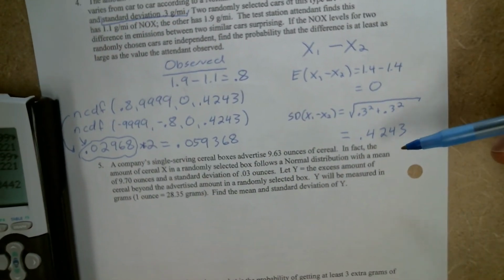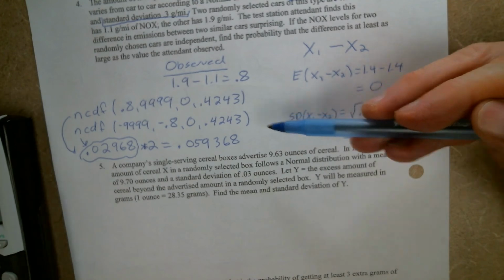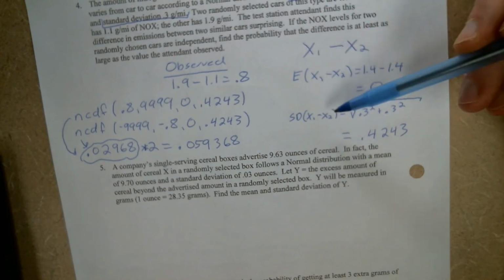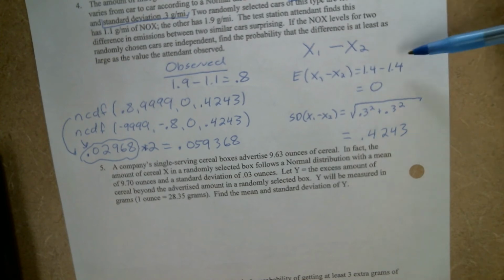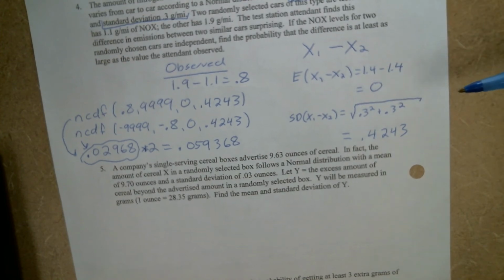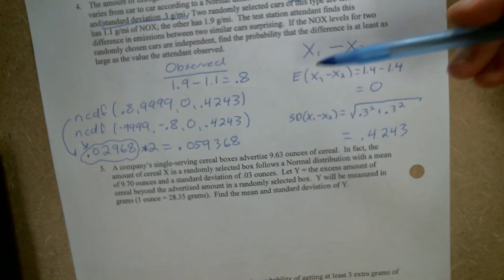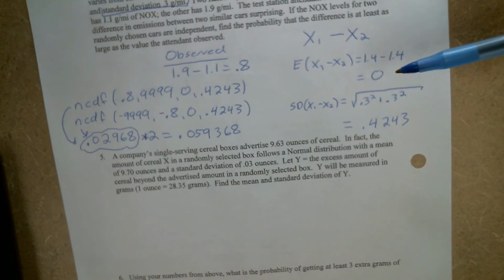Find the mean, find the standard deviation, put it in CDF. It's just recognizing that, like, okay, these are coming from the same distribution. So I just use the 1.4 twice. I use the 0.3 twice. All right. So a little trickier because they don't give you as much, but same structure once you realize what it's asking.